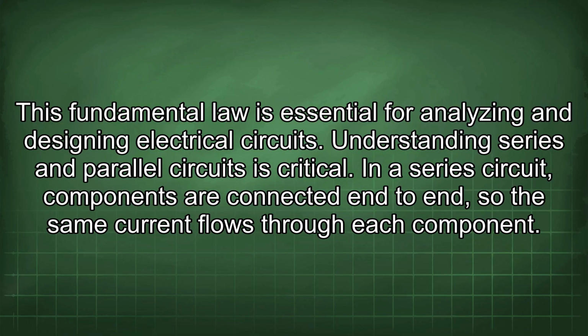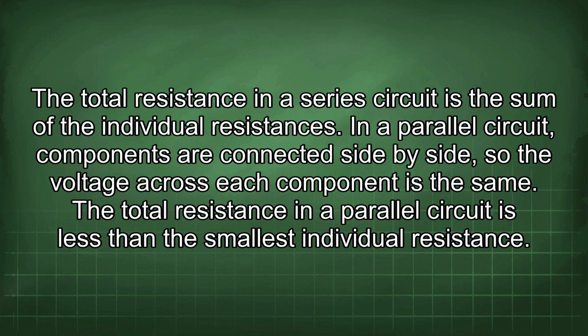In a series circuit, components are connected end to end, so the same current flows through each component. The total resistance in a series circuit is the sum of the individual resistances. In a parallel circuit, components are connected side by side, so the voltage across each component is the same. The total resistance in a parallel circuit is less than the smallest individual resistance.